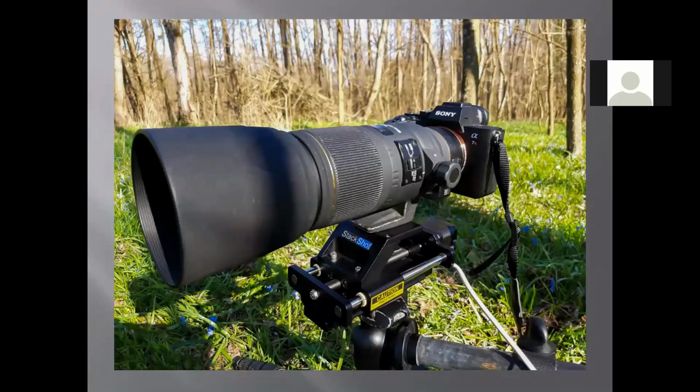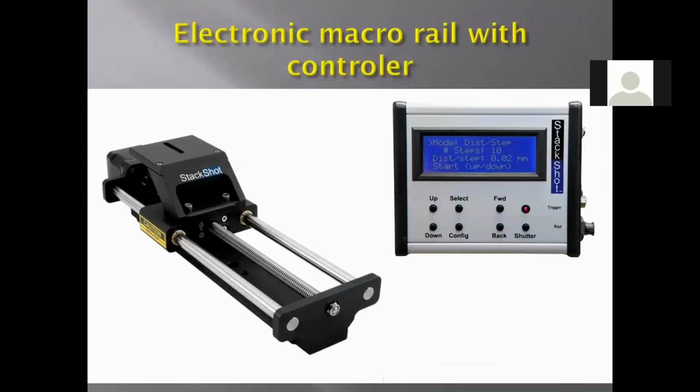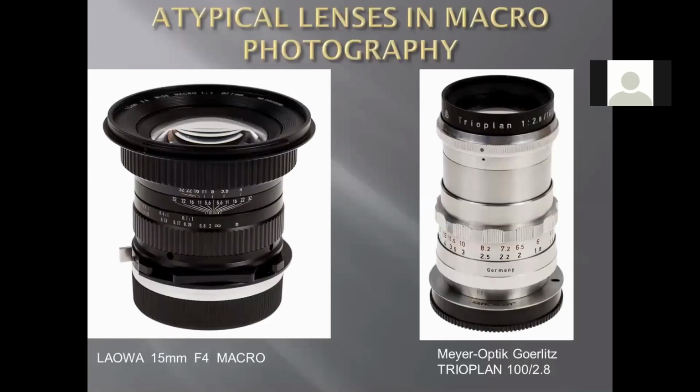So this is some standard equipment that I use for macro photography, but I have to mention also, this is the electronic rail that I use. You can precisely adjust the movement, and for each shot it will take a shot and then continue to move and take a shot and so on, and so you can program this. It's a good aid for focus stacking, which I will explain a bit later.